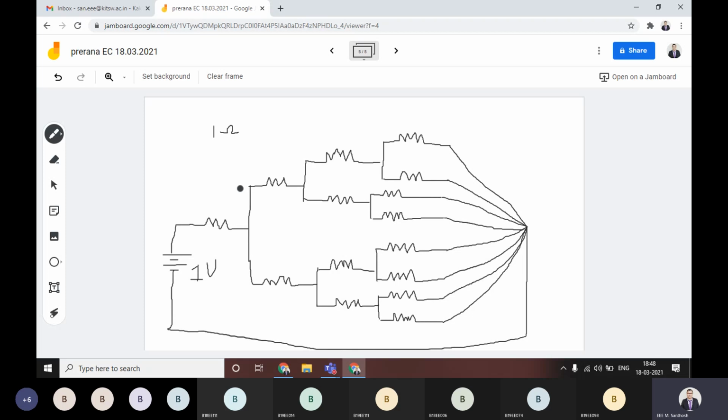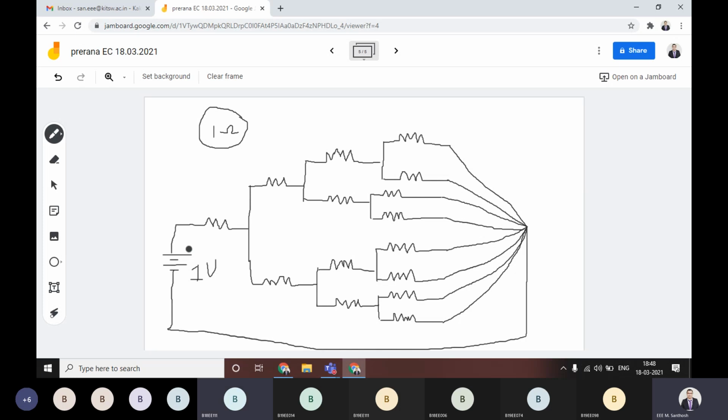Okay, then what is the current supplied by the 1 volt source? All the resistors are equal to 1 ohm and the voltage source is 1 volt. Now you have to find the current supplied by this 1 volt source. How much current is supplying? The current you have to calculate. Okay, the time starts now. That's all for this one.